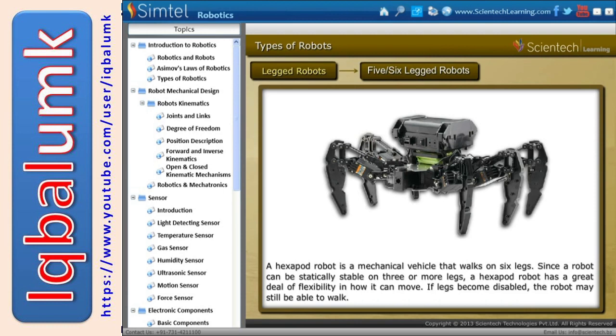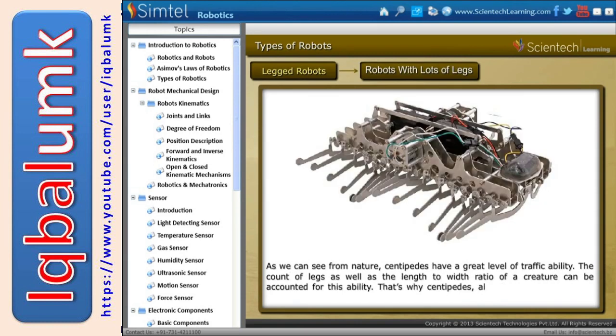Robots with lots of legs. As we can see from nature, centipedes have a great level of trafficability. The count of legs, as well as the length-to-width ratio of a creature, can account for this ability. That's why centipedes, along with other creatures, are researched and imitated.